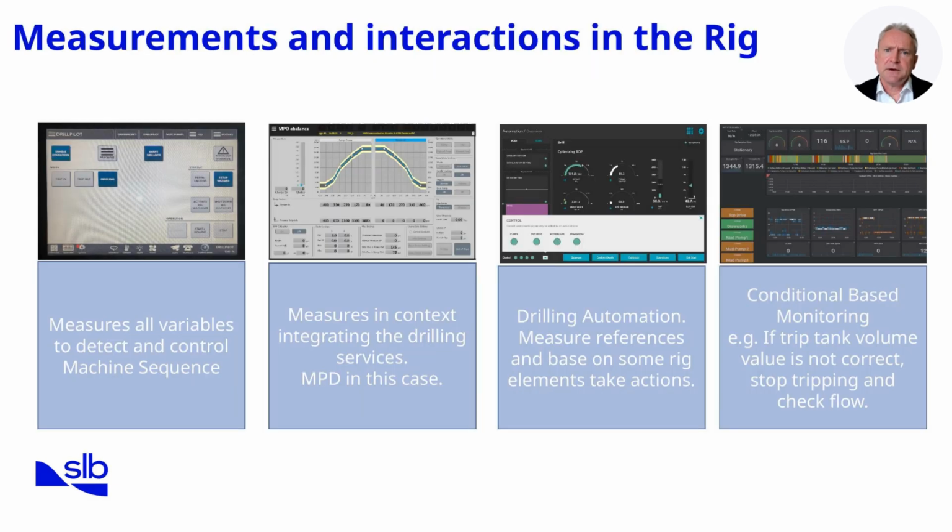Now let's look at measurements and interactions, which form the backbone of rig automation. Starting on the left, the first box shows that the system measures all variables to detect and control machine sequences. This includes block position, pump strokes, and top drive status, ensuring every step in the drilling process is sequenced correctly.